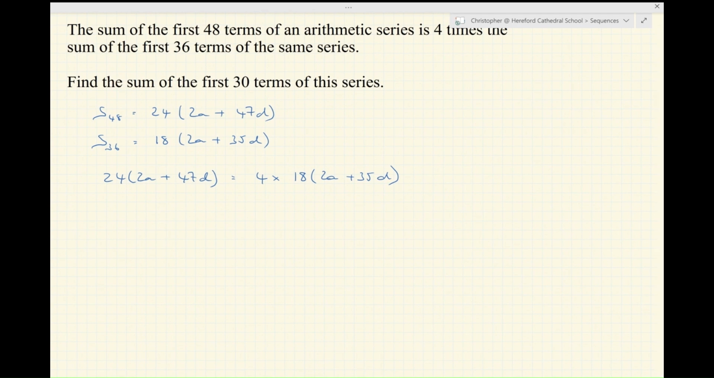I'm going to multiply out both sets of brackets to give me 48a plus 1128d equals 144a plus 2520d. Rearrange that. Minus 96a on the left equals 1392d, and so a is minus 14.5 times d, dividing both sides by 96.